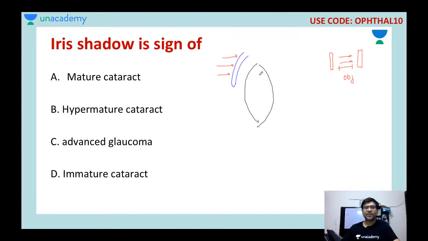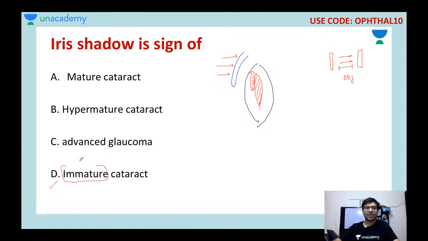So let's say this is the iris and this is your nucleus. Let's say the patient has an immature nuclear cataract. So what would happen is that in this case the shadow of the iris would form over the nuclear opacity. So that's why iris shadow is formed in an immature cataract.